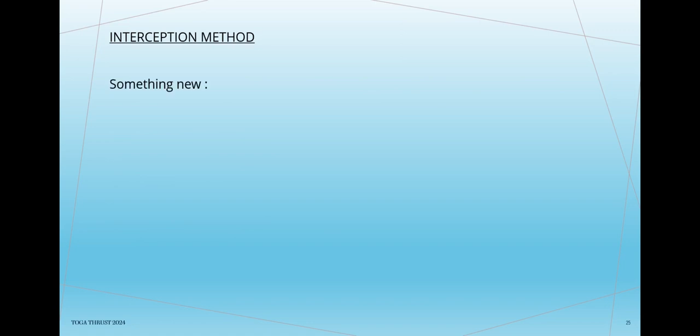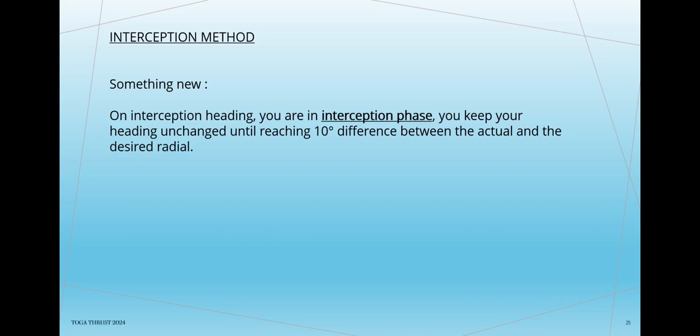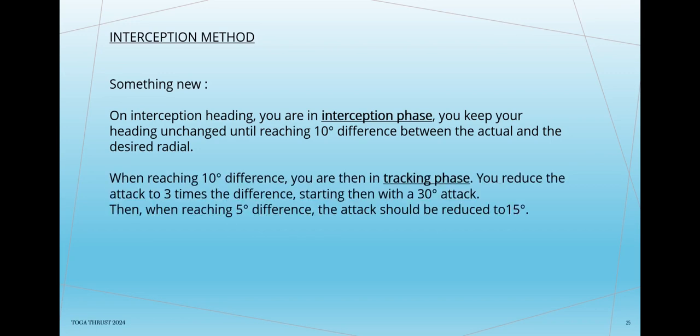Something new. On interception heading, you are in interception phase, you keep your heading unchanged until reaching 10 degrees difference between the actual and the desired radial. When reaching 10 degrees difference, you are then in tracking phase. You reduce the attack to 3 times the difference, starting then with a 30 degrees attack. Then, when reaching 5 degrees difference, the attack should be reduced to 15 degrees. And you smoothly intercept the radial without overshooting.